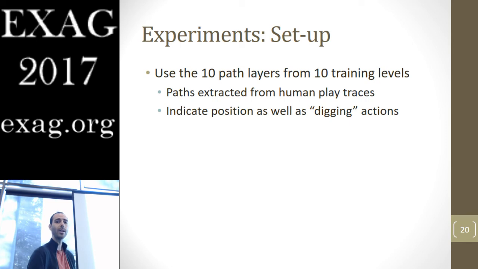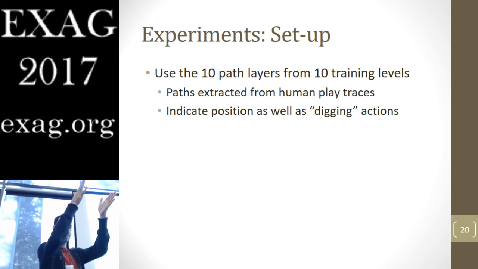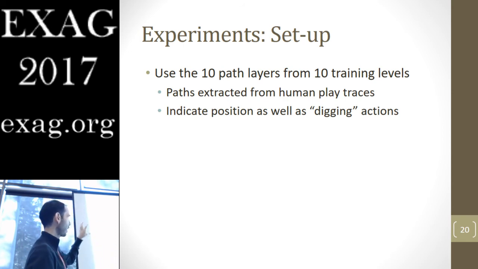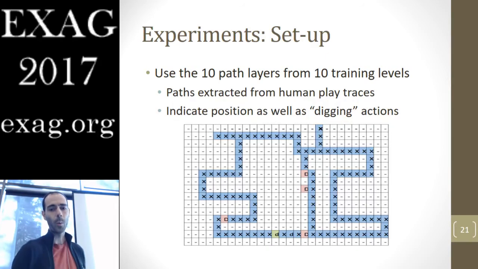So as I was saying before, we used 10 levels of Lode Runner, and for each one of those 10 levels, we generated 1 path per level, so we had 10 levels with their paths that indicate both the path and the digging actions. And this is, for example, one of the paths that we had.